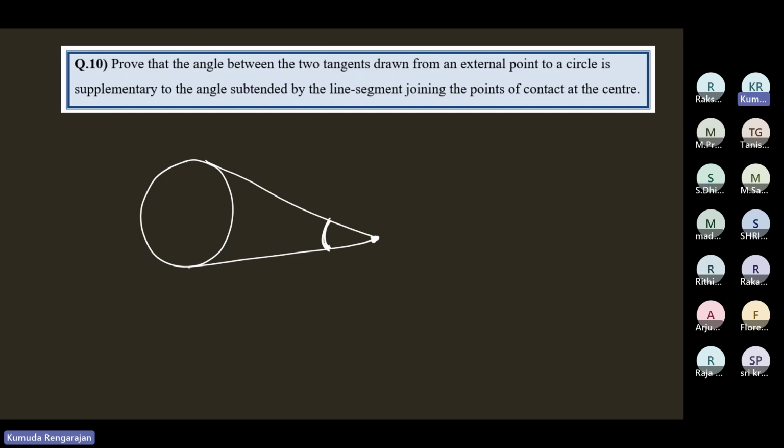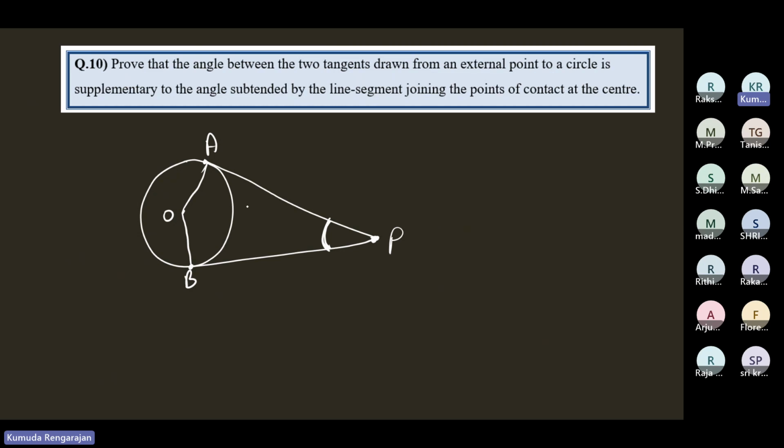Drawn from an external point of the circle is supplementary to the angle subtended by the line segment joining the points of contact to the center. So this is the center of the circle. These are the points of contact. Suppose we call this P, A, and B. OA is the radius, but how is it described here? OA is a line segment joining the point of contact A to the center O. OB is also a line segment joining the point of contact B to the center O.